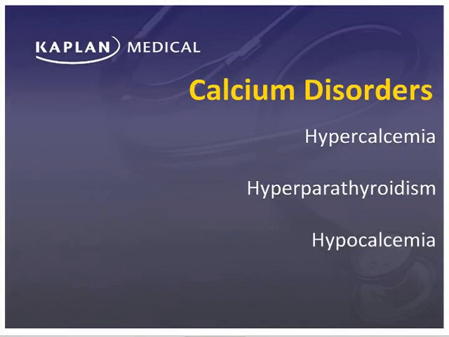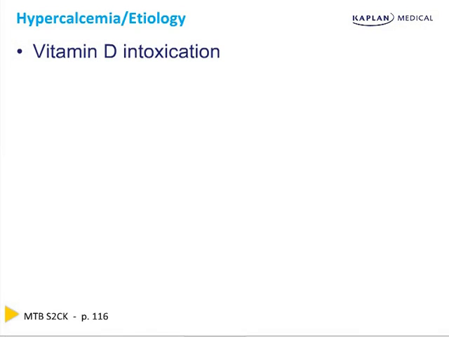This next section is calcium disorders: hypercalcemia, hyperparathyroidism, and hypocalcemia. Hypercalcemia is a frequent finding for in-hospital patients. It's a very unusual finding for the ambulatory patient.